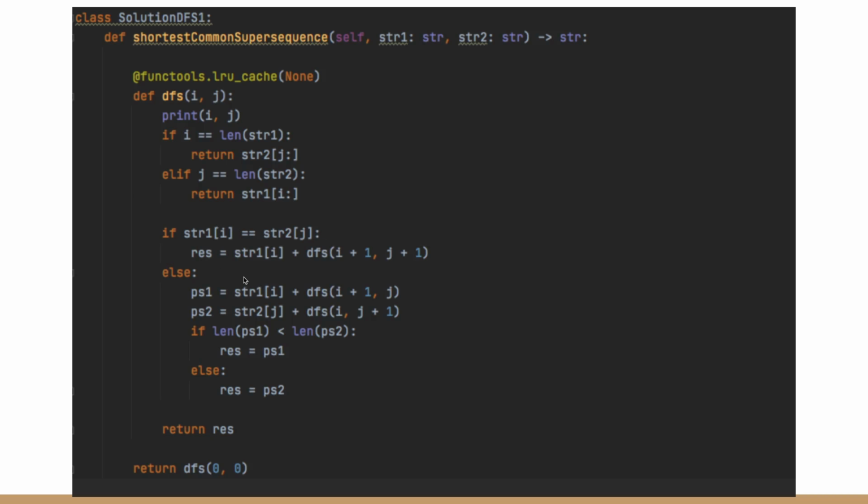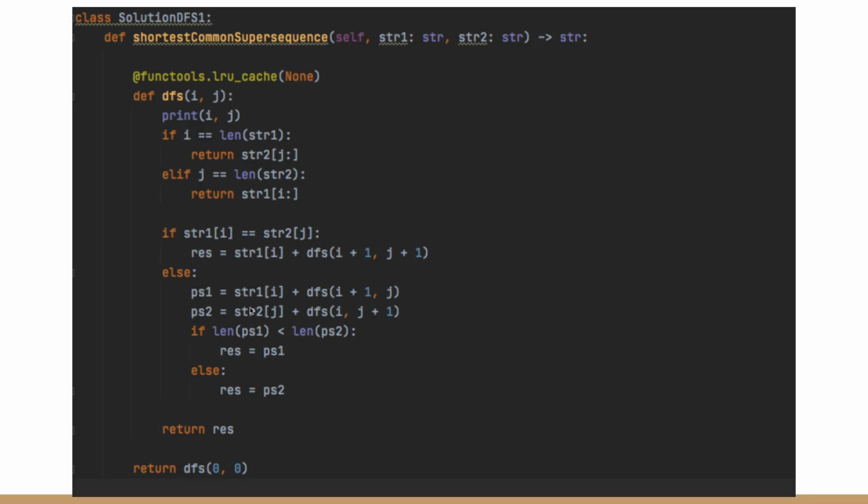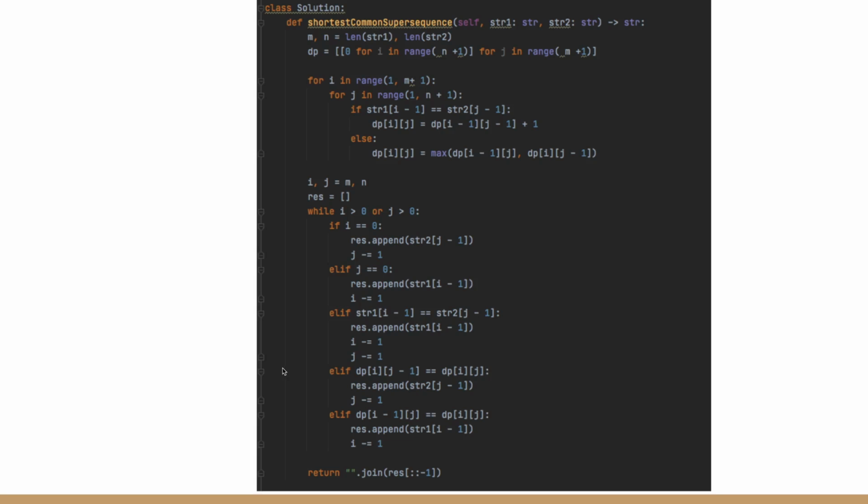When they are different, we need to check. We either add C in the front, or we put A in the front. We try both ways, and whichever has the smallest final string, the superstring, we take it. Okay, so that's how we do it. In this problem, we're going to use top down. Same approach when they are equal.